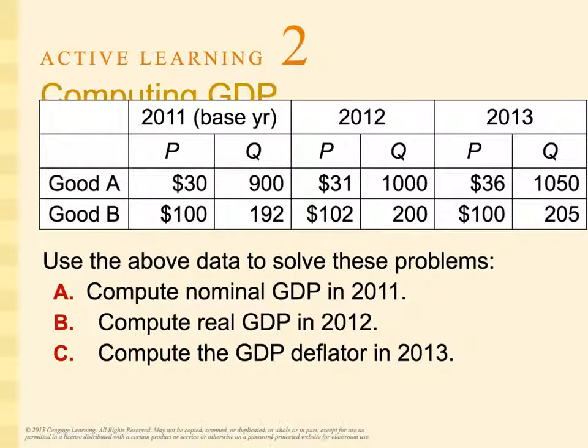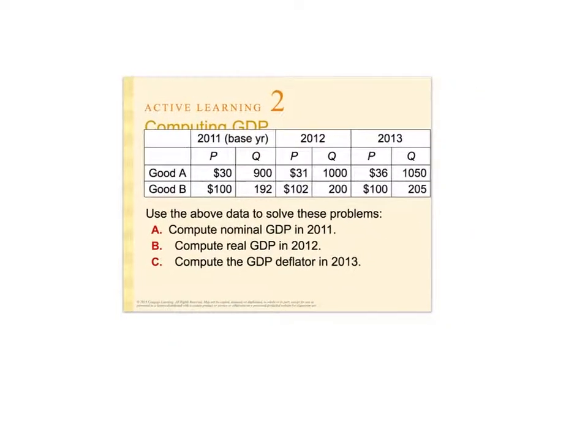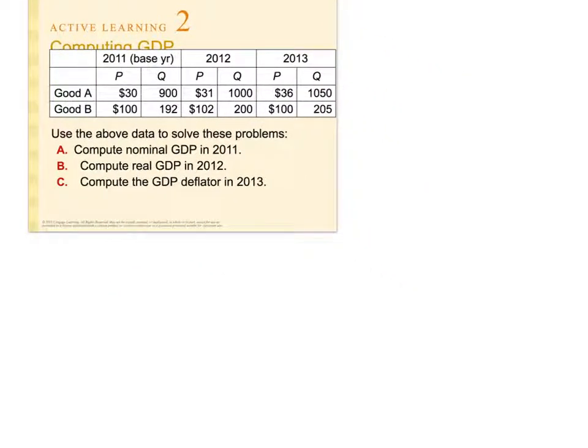Okay, so now it's time for us to try our hand at this, and so we're going to go ahead and do that. So it says compute nominal GDP in 2011, compute real GDP in 2012, and then compute the GDP deflator in 2013. So I'm going to go ahead and minimize this slide now that I've learned how to do that. Let's minimize it and move it over here. And we'll go ahead and solve each of these problems one at a time.